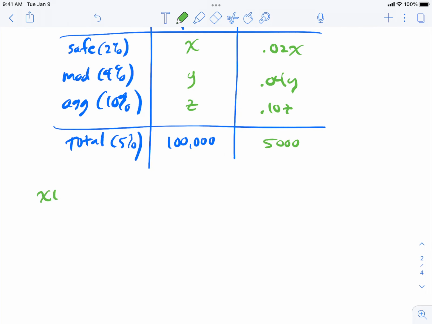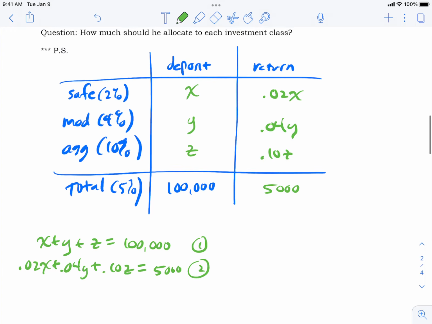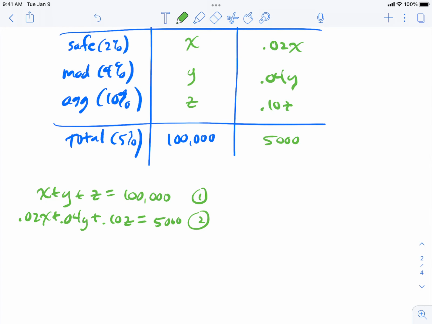Here we go. X plus Y plus Z is equal to $100,000. Cool. 0.02x plus 0.04y plus 0.10z adds up to $5,000. Cool. That's my equation 1. That's my equation 2. We're stuck because we did use all the information they told us, we got our two equations. That's what that information tells us, right? Their first clue was, hey, depositing this much. We got an equation out of that. Their second clue was, hey, 5% total return. We got an equation out of that.